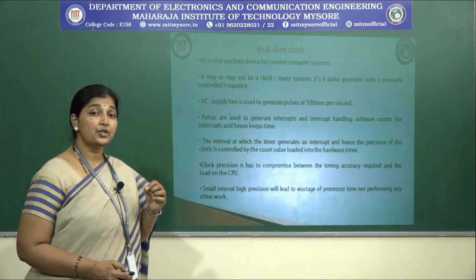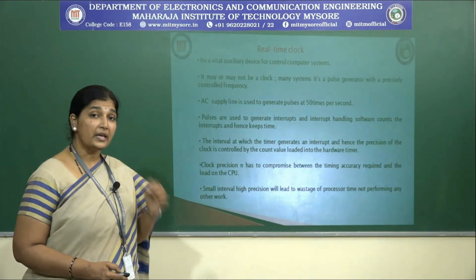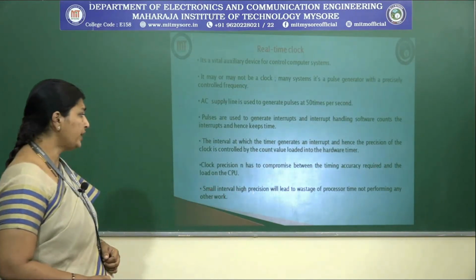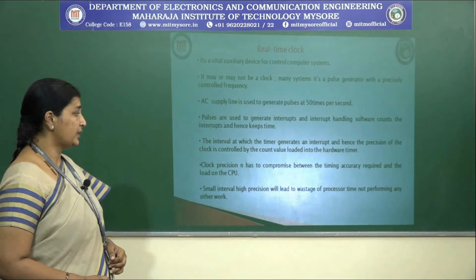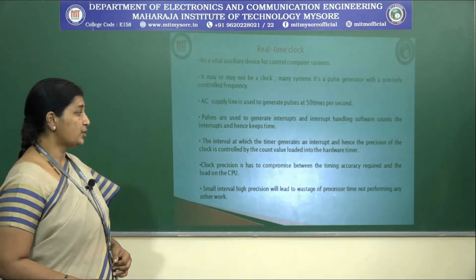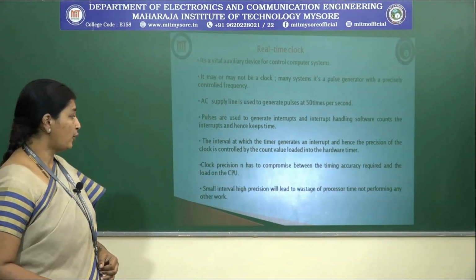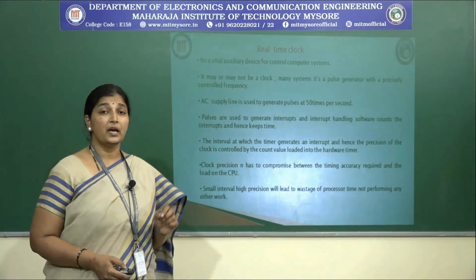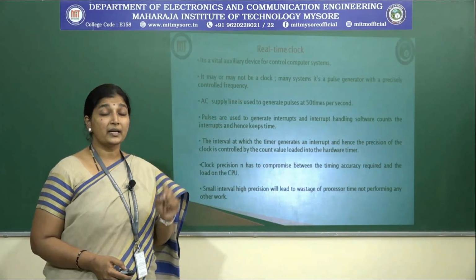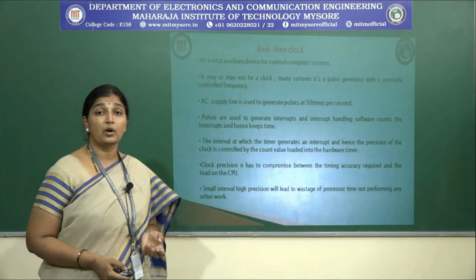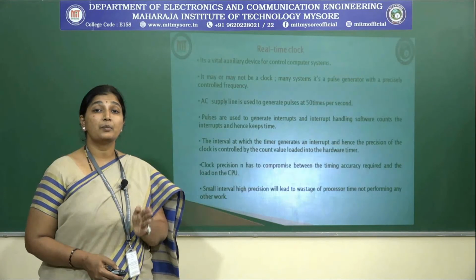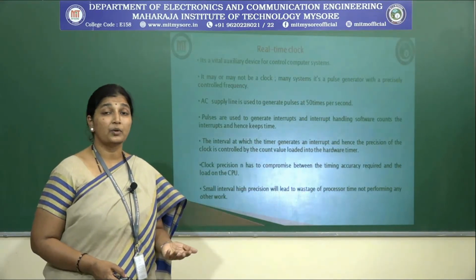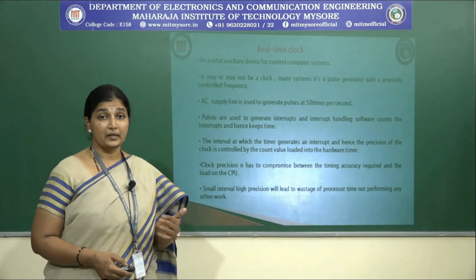That's the reason the precision level of a clock is very important, which should be accurate, okay? Small interval high precision will lead to wastage of process time, not performing any other work. If you are talking about precise level, if I say exactly at 0.15 seconds, 3 decimal levels, then what happens? Unless you reach that precision level, the CPU will not be able to perform any other action. So what will happen? There will be delayed operation.